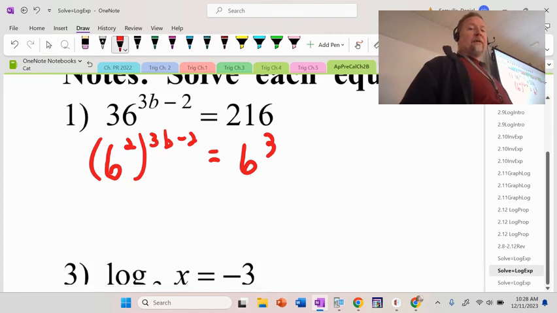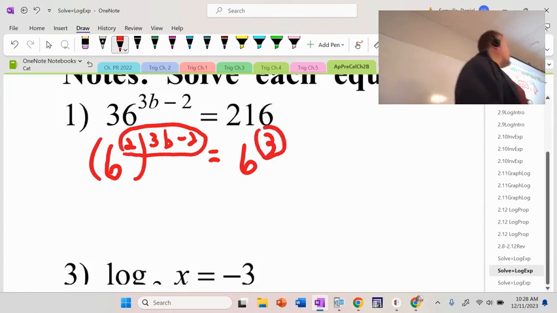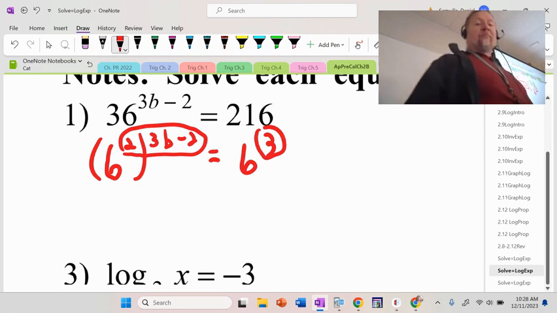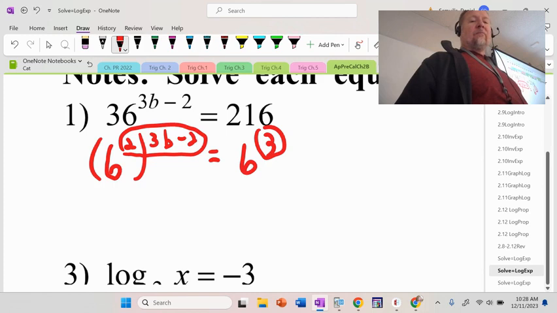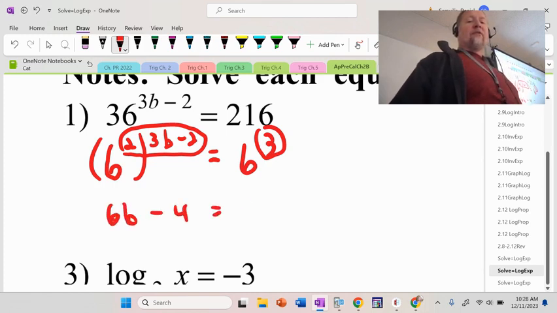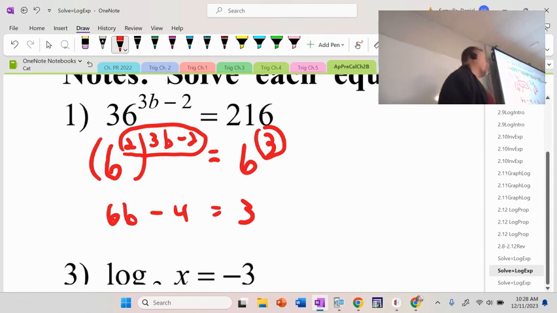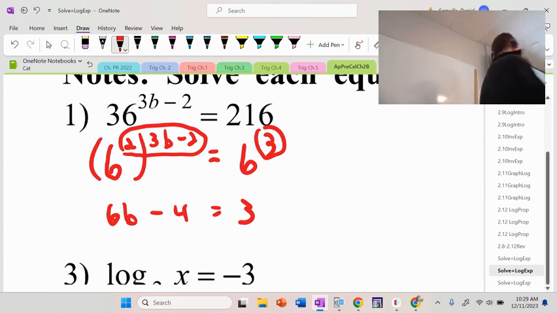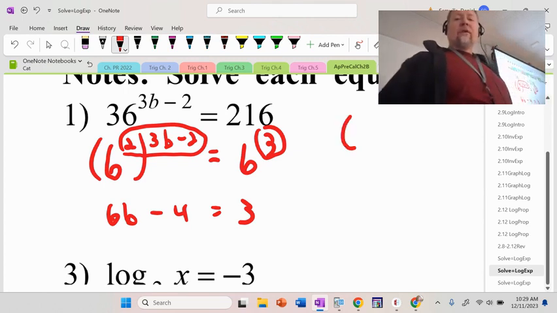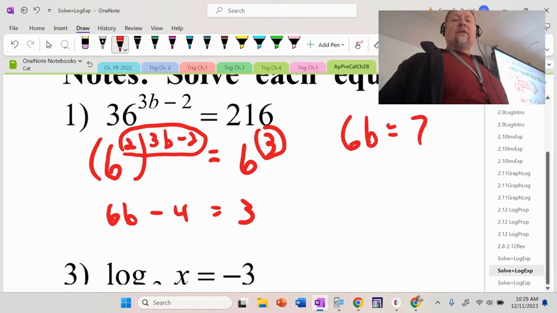If I have 6 to this power equals 6 to that, then what really has to be true is this power has to equal that, as long as these bases are equal. So I drop them. And what am I supposed to do with these exponents over here? Anyone? Multiply, which means distribute. Just caught someone last hour doing their homework after the notes and they didn't distribute. And this is also algebra skills, so on and so forth. 6b equals 7, and then b equals 7/6.